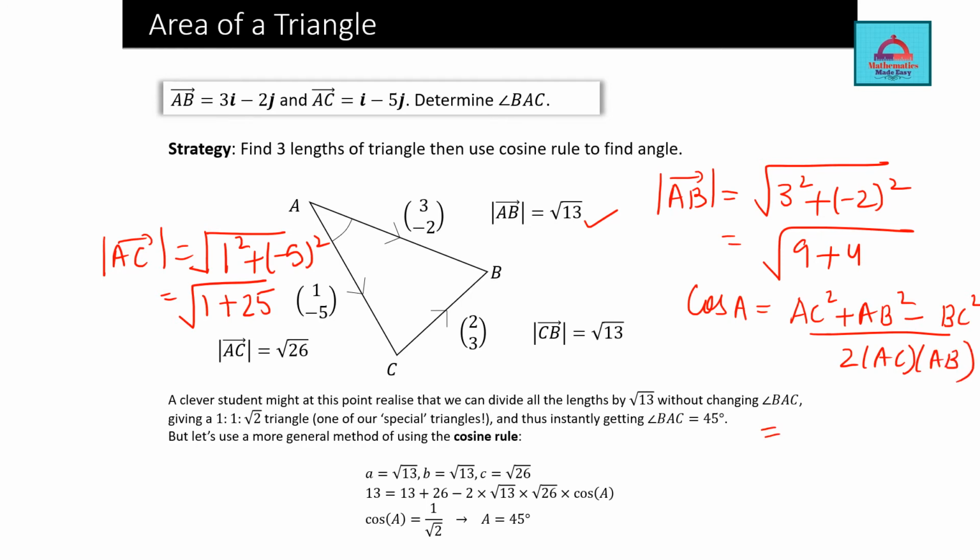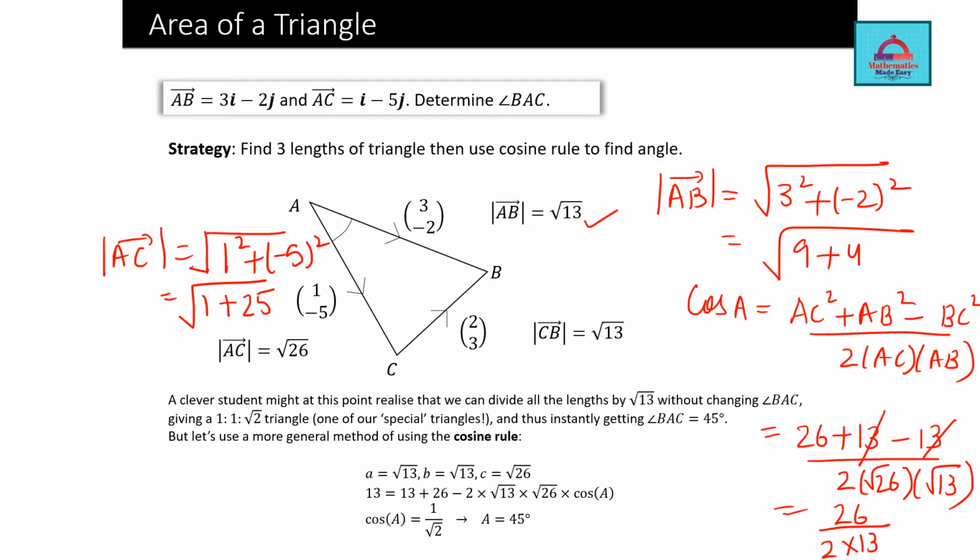Okay, so what is this value? Let's put it in. AC squared would be 26 plus 13 minus 13, over 2 times AC, which is the square root of 26, times the square root of 13. So you simplify this and this cancels. 26 over 2 times 13 times the square root of 2. So this is 1 over the square root of 2. So you got cos of A as 1 over the square root of 2.